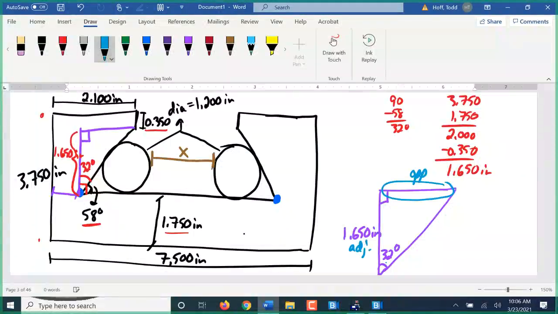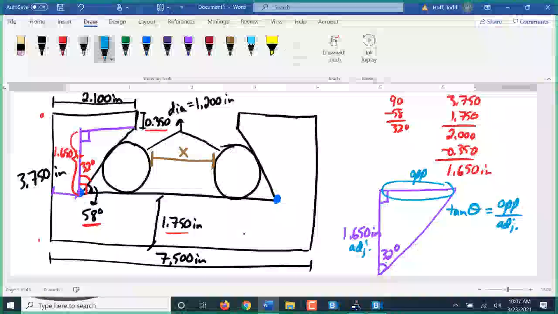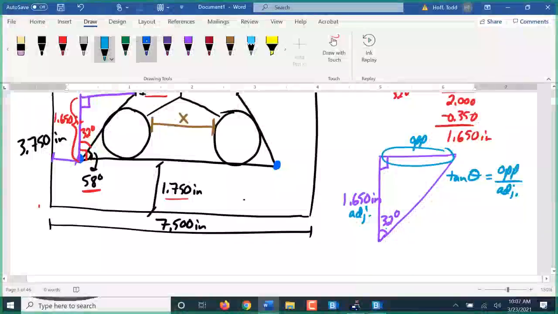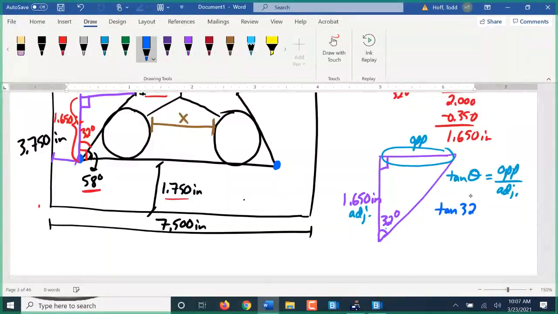When we're working with horizontal and vertical dimensions, typically what we will have is the opposite and the adjacent sides, which means we're going to end up working a lot with tangents. In construction, tangents are a very important trig function. All of our slopes and stuff like that deal with tangents. So here I will fill in, I know the angle is 32 degrees. The opposite side is what I'm looking for there. The adjacent side is the 1.65.